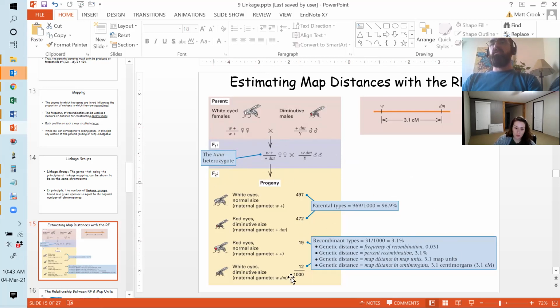are these 2 genes closer together or further apart than miniature wings and white are, right? So we still have white here, but we have a different gene instead. Are these two genes closer together or further apart? Is DM closer to white or is miniature closer to white?